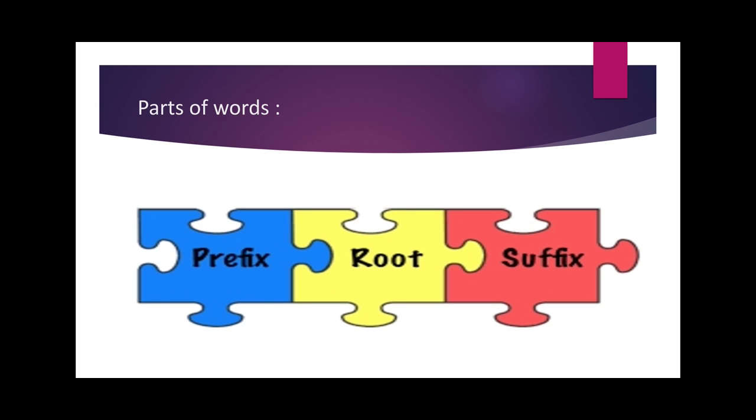In our last class we started with textual grammar, in which we discussed articles. Students, today we are proceeding to a new grammar part, and it is the parts of words. Parts of words means in how many parts we can divide a particular word. A word is the smallest unit in a sentence. With a combination of more than two words, we can form a sentence.